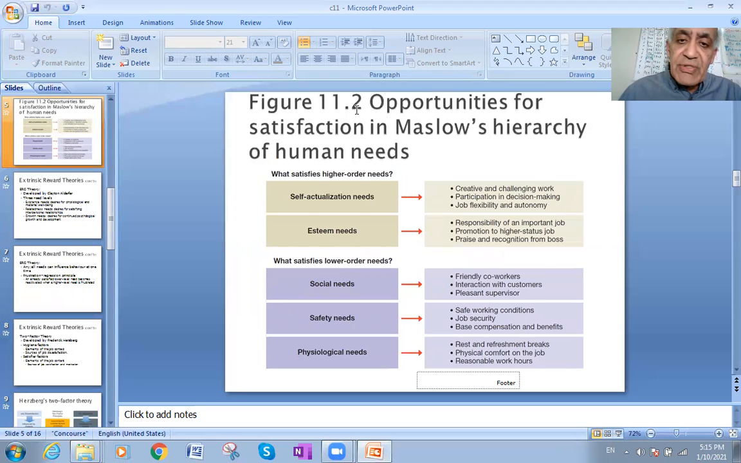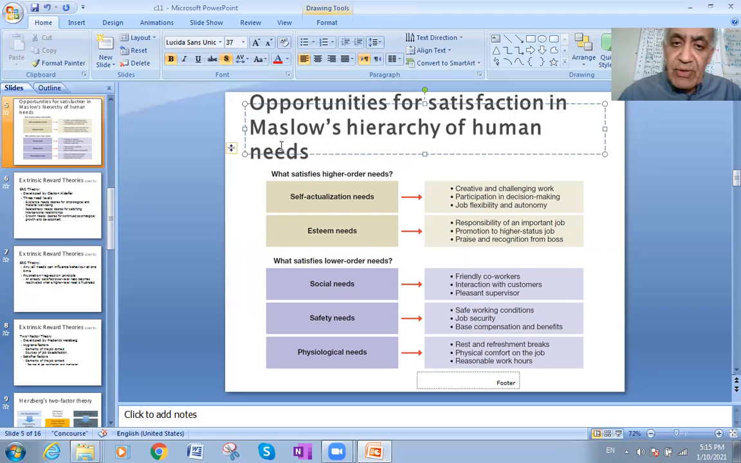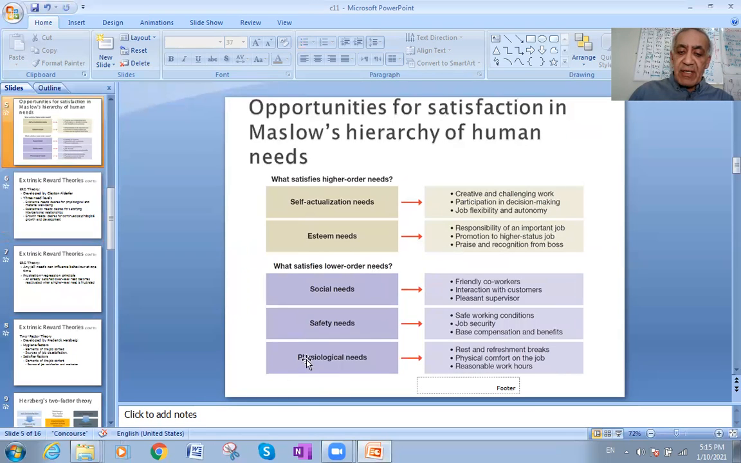Okay. Let's go now to something new, and we will learn about opportunities for satisfaction in Maslow's hierarchy of human needs. For example, let us see the physiological needs: rest and refreshment breaks, physical comfort. When we apply it at work, it switches into these points. From these points which Maslow gave, we can switch to these needs as management.